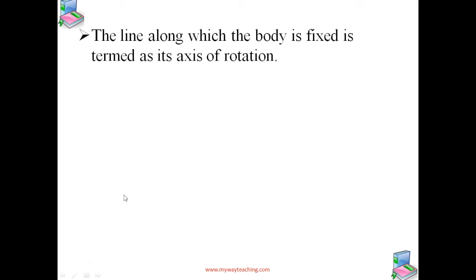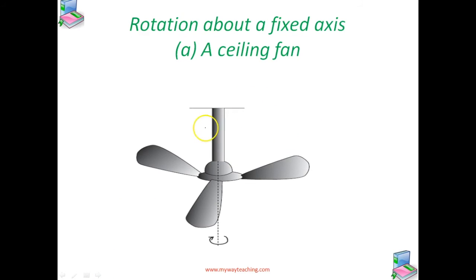So the line along which the body is fixed is termed the axis of rotation. You can get these kinds of examples in day to day life. One simple example is a fan, isn't it? A ceiling fan, a potter's wheel, a giant wheel in a fair, a merry-go-round, all these are examples of rotation about a fixed axis. You can see here, this one is called the axis of rotation.